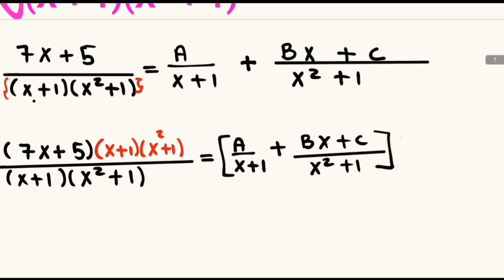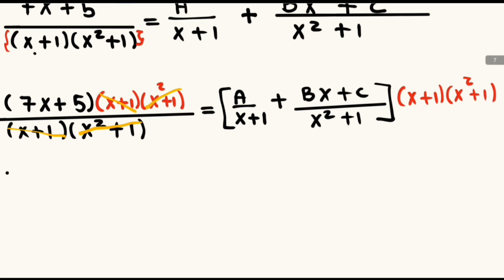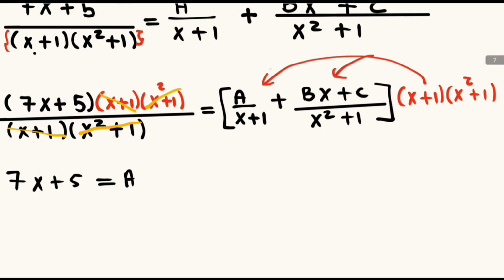Multiply this by the denominator on the left hand side, the x plus 1 multiplied by the x squared plus 1. So on the left hand side, that x squared plus 1 and that x squared plus 1 will cancel out, and the x plus 1 and the x plus 1 will also cancel out, and we'll be left with 7x plus 5, which will be equals to a, and we distribute the x plus 1 and the x squared plus 1 inside the parentheses.